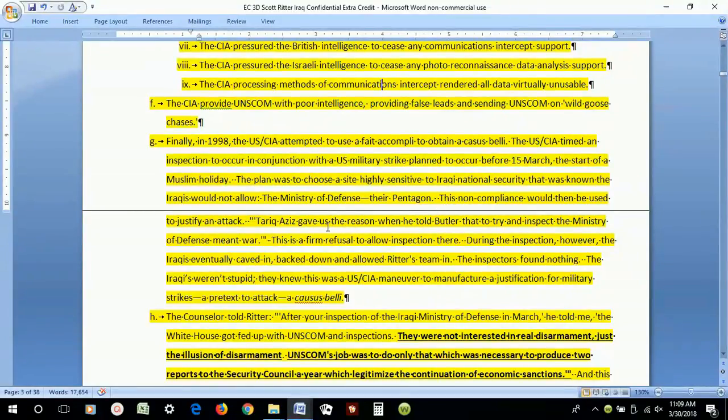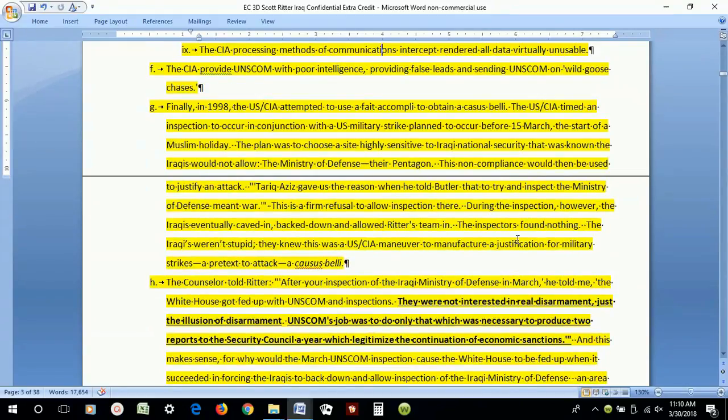Tariq Aziz gave us a reason when he told Butler that to try to inspect the Ministry of Defense meant war. This is a firm refusal to allow inspection there. During the inspection, however, the Iraqis eventually caved in, backed down, and allowed Ritter's team into the Ministry of Defense.